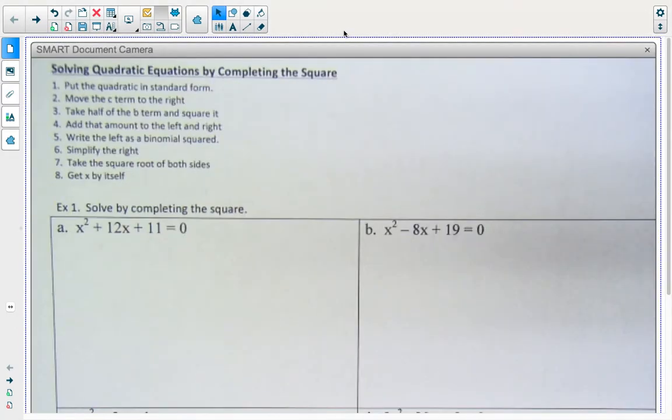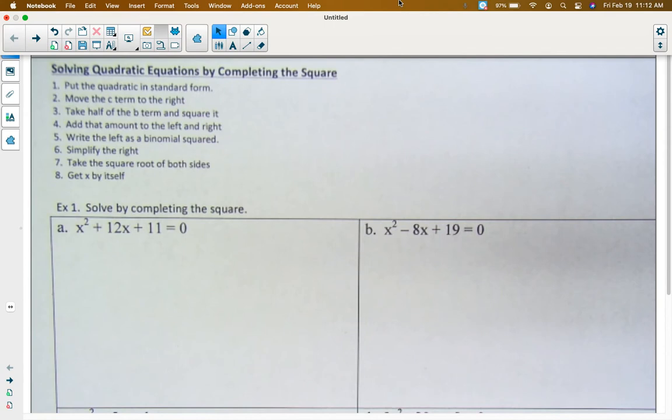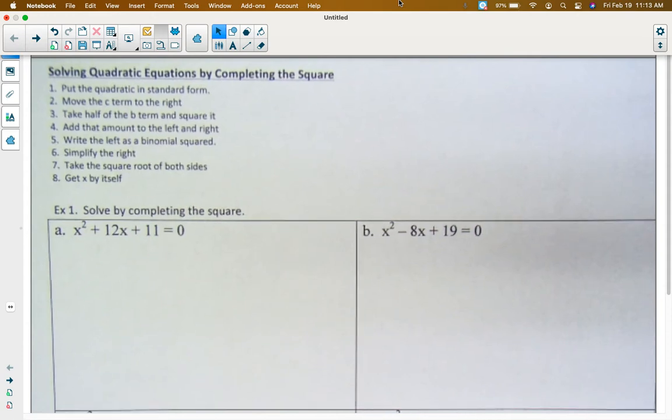Hey y'all. Today we're going to take a look at solving a quadratic equation by completing the square. The three methods that we know so far are the graphing method, the factoring method, and then taking the square root. So today I'm going to show you how to solve a quadratic equation by completing the square. So let's go.